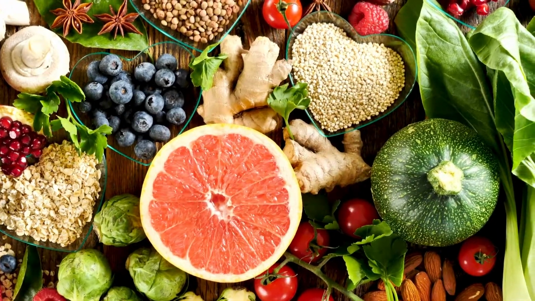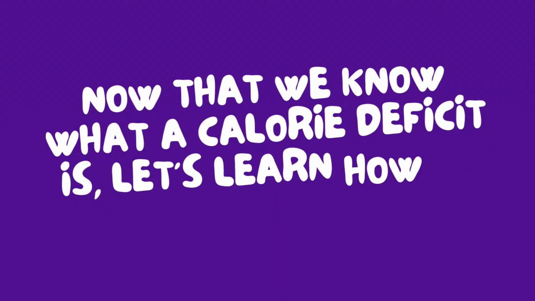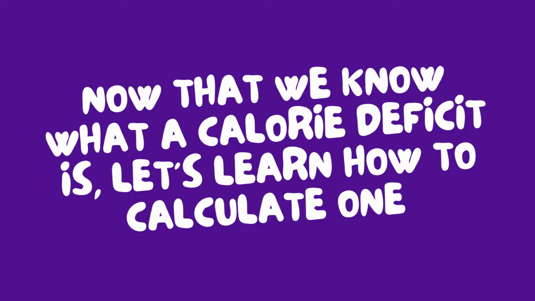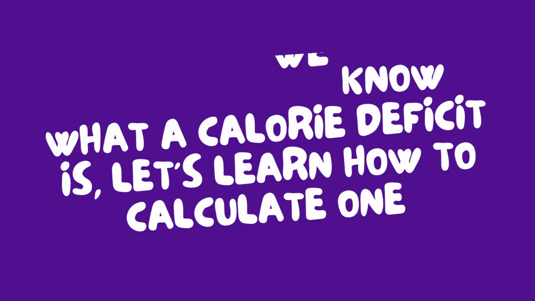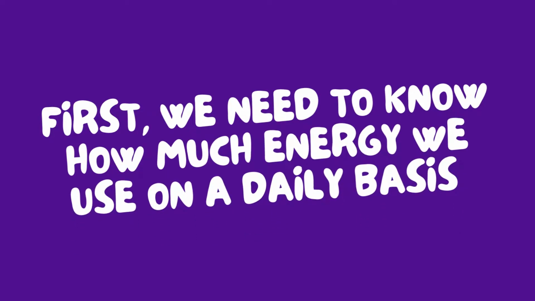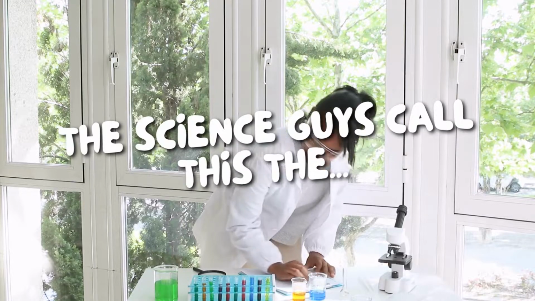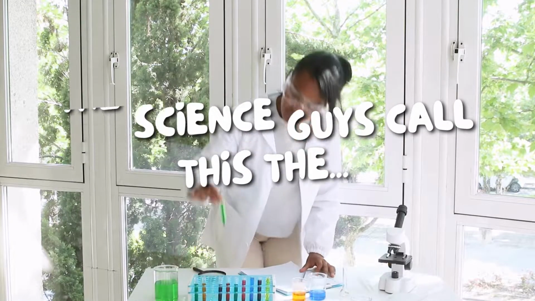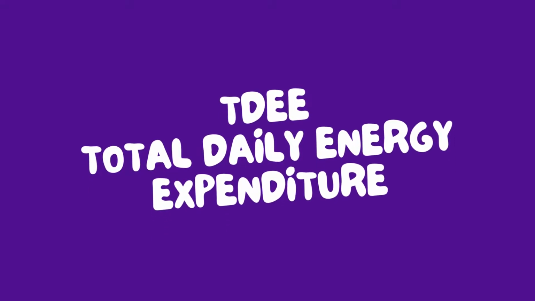But for now that we know what a calorie deficit is, let's learn how to calculate one. First, we need to know how much energy we use on a daily basis. The science guys call this the total daily energy expenditure, or TDEE.